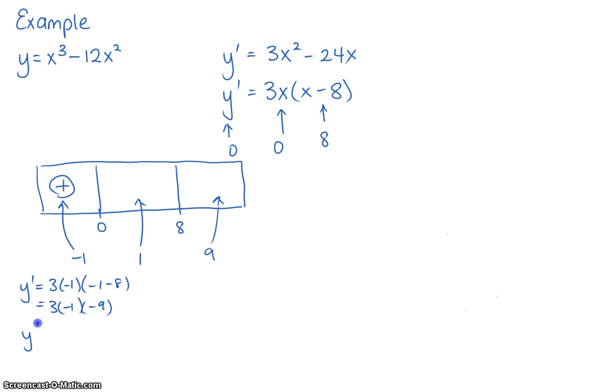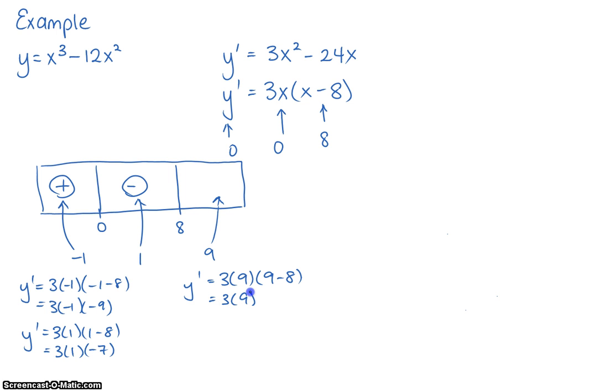If I was to plug in 1 minus 8, again 3 times a +1 times a negative value, that's going to give me a negative in that interval. If I plug in 9, and again you don't really have to evaluate it, 9 minus 8, the only thing we really want to look at is signs. Oops, sorry, that's all one bracket. There we go, and that's going to become a positive.